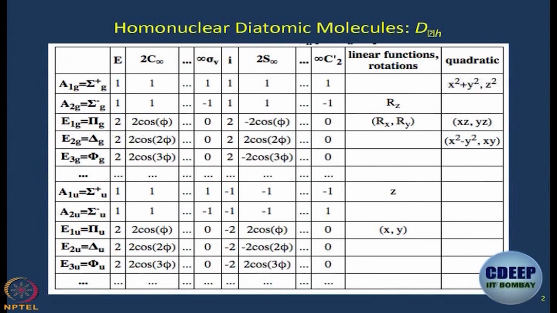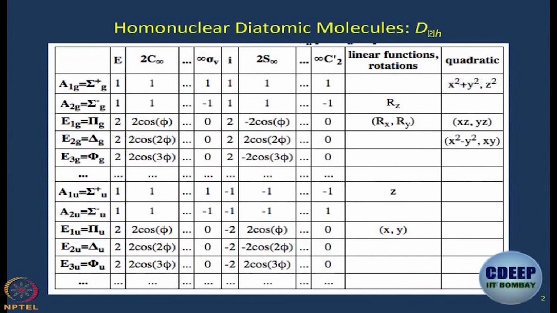And then next we come to the two dimensional representation. This one, 2 cos phi, means it is still kind of symmetric with respect to the rotation, and it is symmetric with respect to I. How do you get the character 2? 1 and 1 along the diagonal. So, x remains x, y remains y, that kind of a situation. So, it is E1G, instead of that you call it pi G. Instead of E2G you call it delta G.